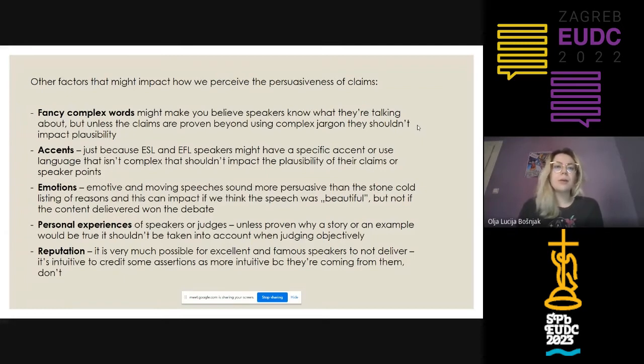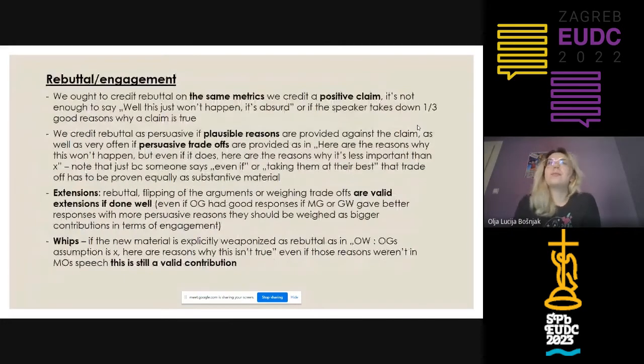Cool. Rebuttal or engagement: I think this is basically the same metric of persuasion that it was for positive claims. It's not just enough to say, well, this just won't happen, or this is absurd, or they just asserted one thing so I considered another. Or if there are a lot of reasons why an argument is likely to be true, and someone takes down one out of those three good reasons, that is not enough to completely defeat the claim. It slightly mitigates the likelihood of that analysis, but it's not a complete takedown of the argument.